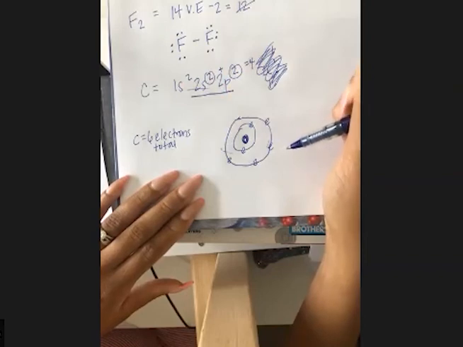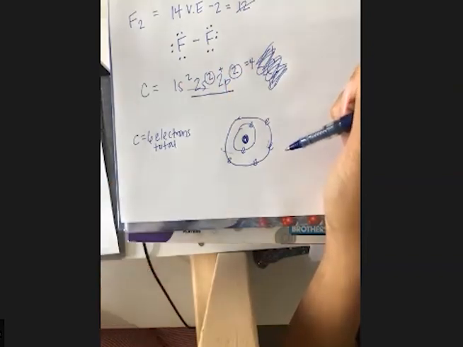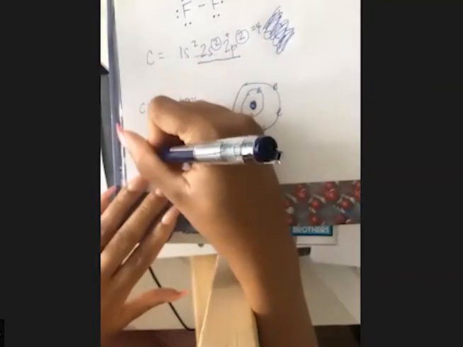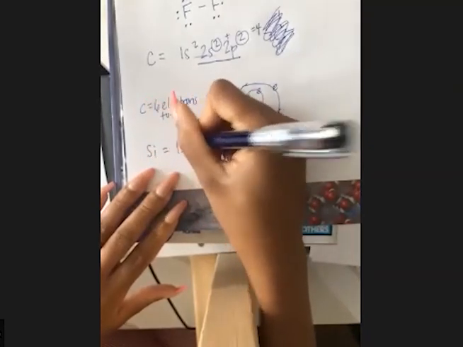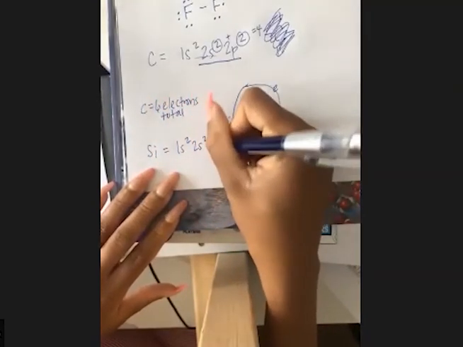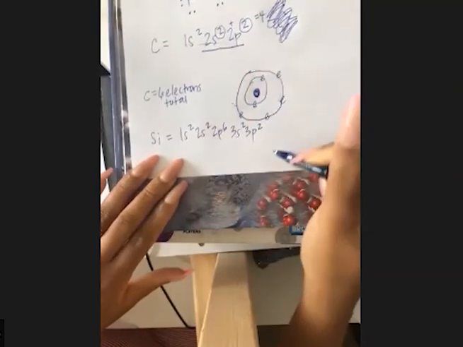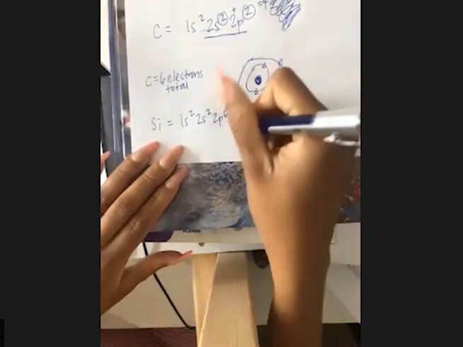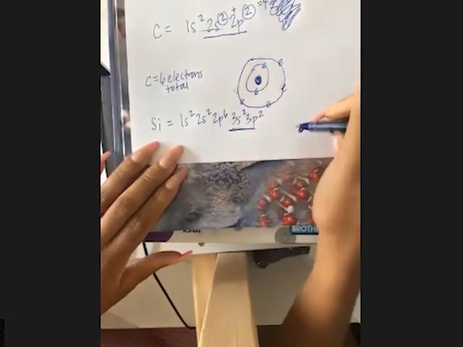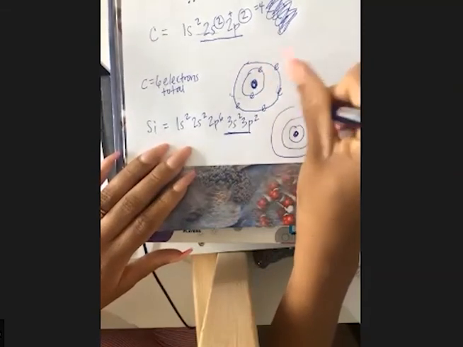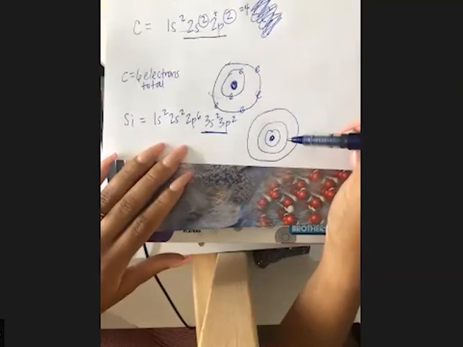So my question is, carbon has four valence electrons. How many could silicon have? Silicon has four as well. Okay, so if I look at the electron configuration for silicon, it's 1s2, 2s2, 2p6, 3s2, 3p2. So the outer energy level ones are in level three this time.